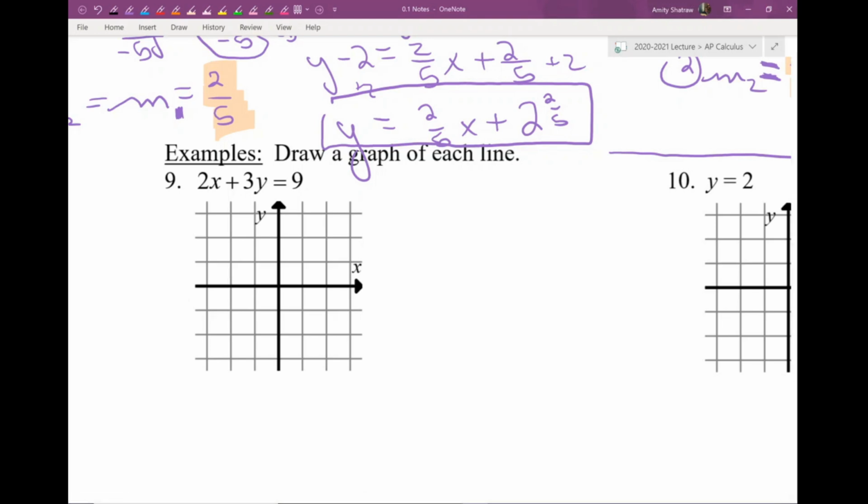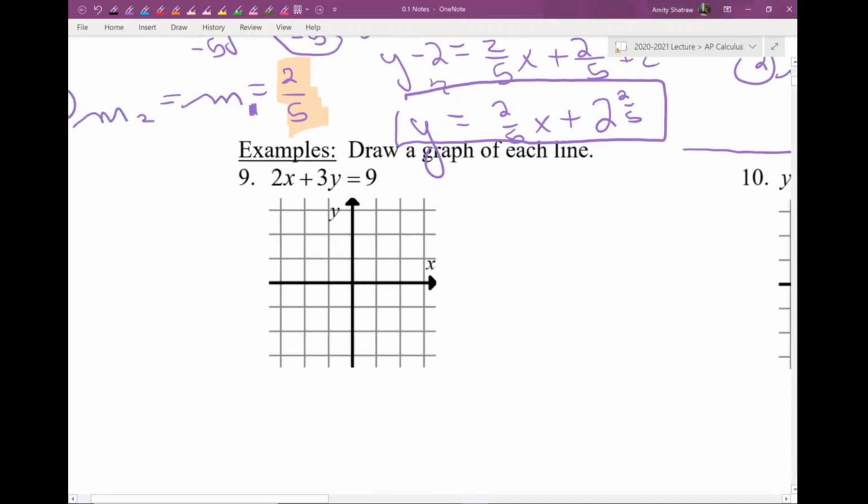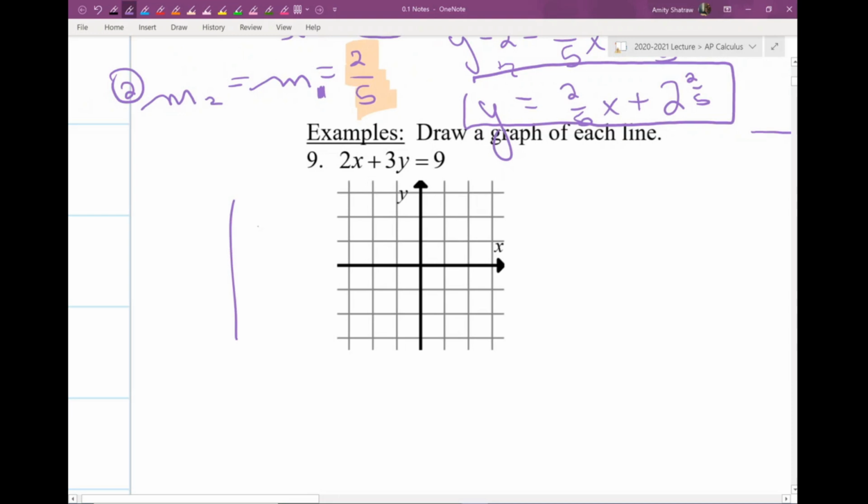All right, it says draw a graph of each line. And again, in my freestyle, we already talked about the easy way to cheat here. So I'm just going to do my super quick, easy little table, and I'm not going to explain it too much. I throw a 0 in there, and I'm going to get 3y equals 9, which is 3. I throw a 0 in there, and I'm going to get 2x equals 9, and that's going to be 9 halves, which is the same thing as 4.5. And now I can graph those very easily.